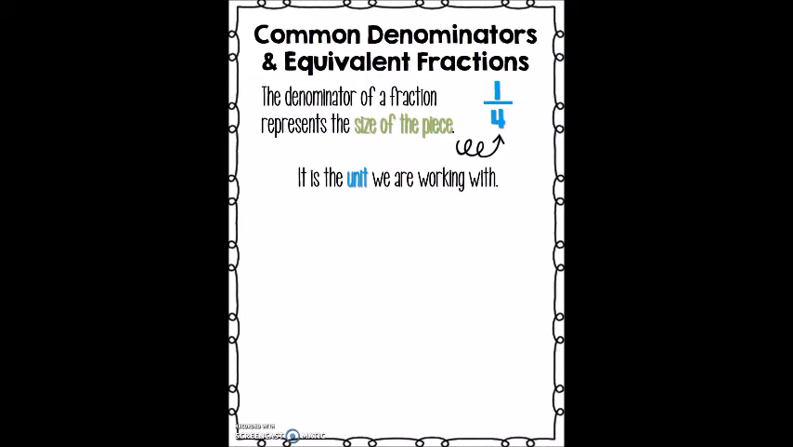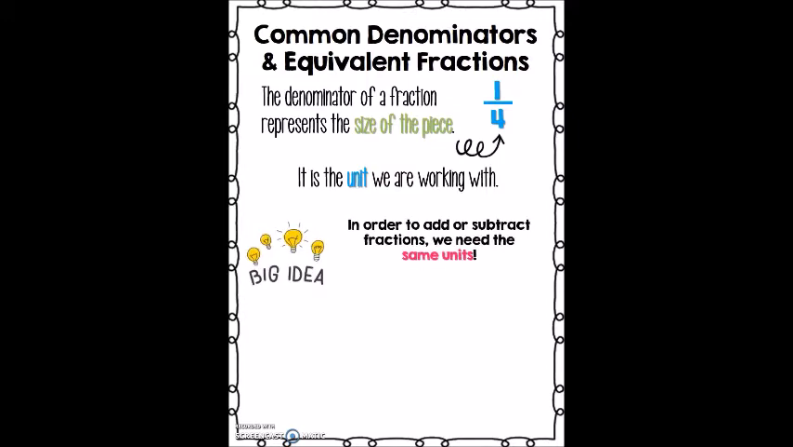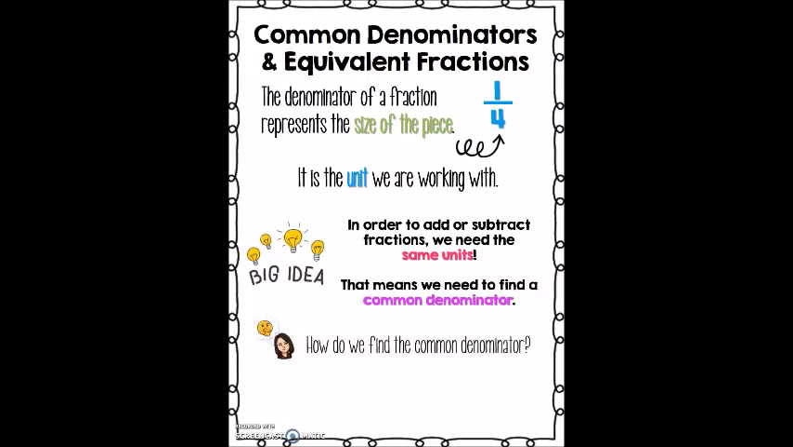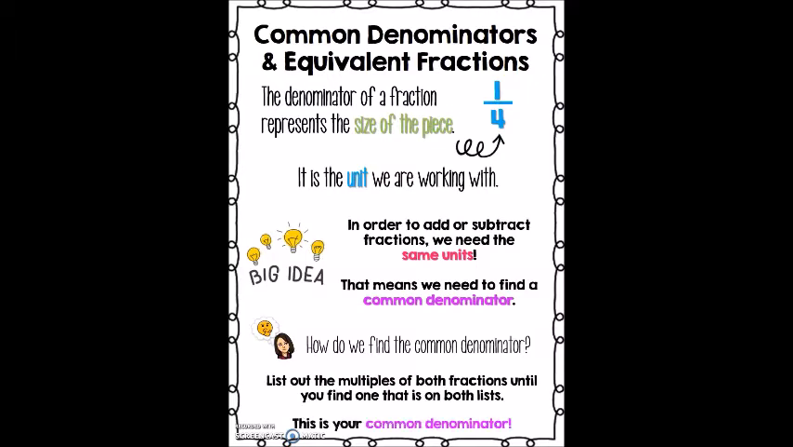So why is that important? Well, in order to add or subtract fractions, we need to be adding or subtracting the same unit. That means we might need to find a common denominator and rewrite our fraction in order to add or subtract. So you might be wondering, how do we find a common denominator? In order to do that, we need to list out the multiples of both of our denominators until we find one that's on both lists. This is going to be a common denominator that we can use.